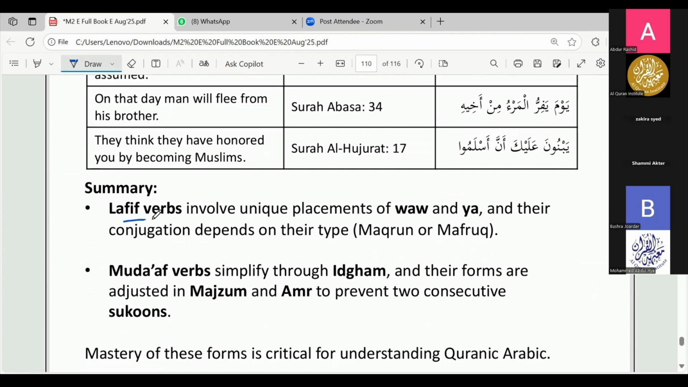So lafif verbs: when waw and ya are placed, they can be distant from each other, or close to each other. Their conjugation depends on their type, because we know there are two types: maqrun for close radicals and mafruq for distant radicals. And mudaaf verbs simplify through idgham, and their forms are adjusted in mansub and amr to prevent two consecutive sukuns. So this is in a nutshell about this chapter.